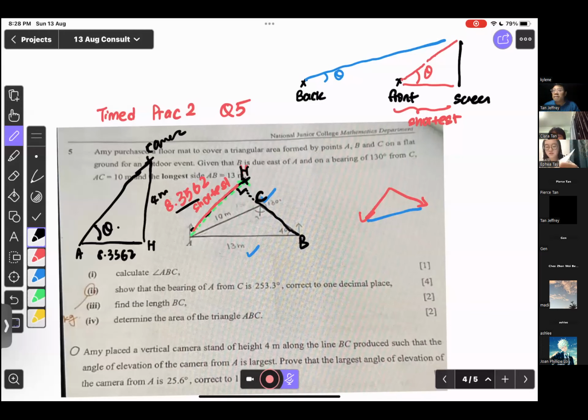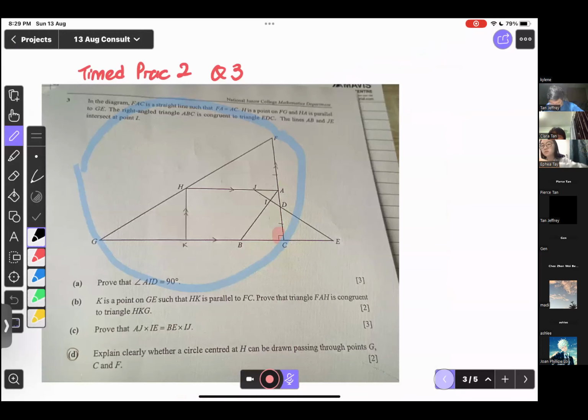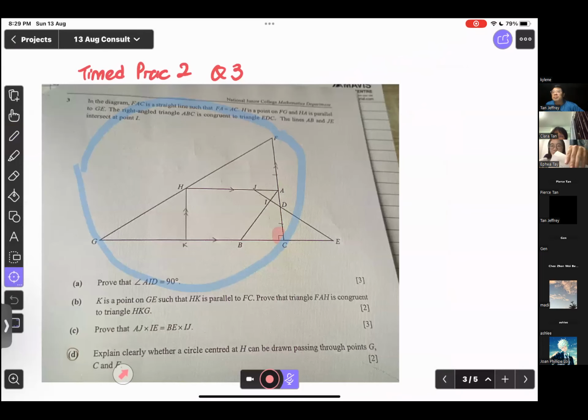Mr. Tan, have you gone through 3D of practice 2? Give me a while, okay? 3D, this one? This question? Yes.